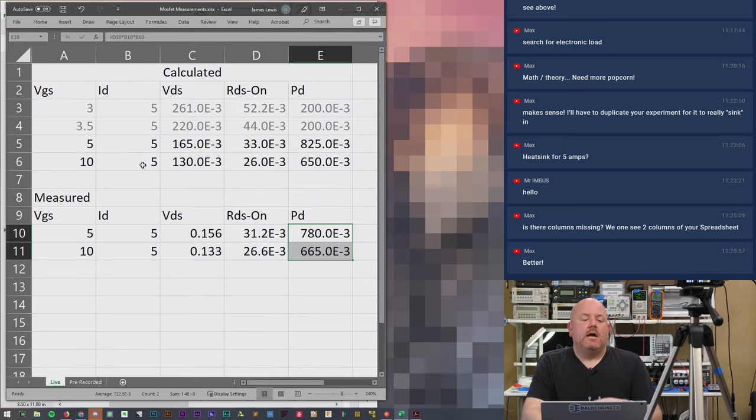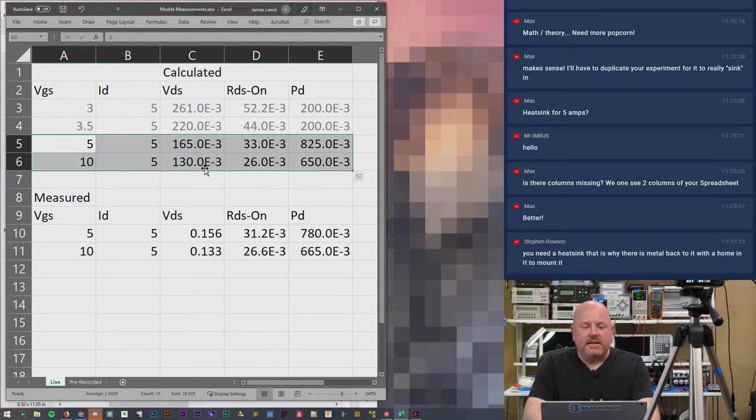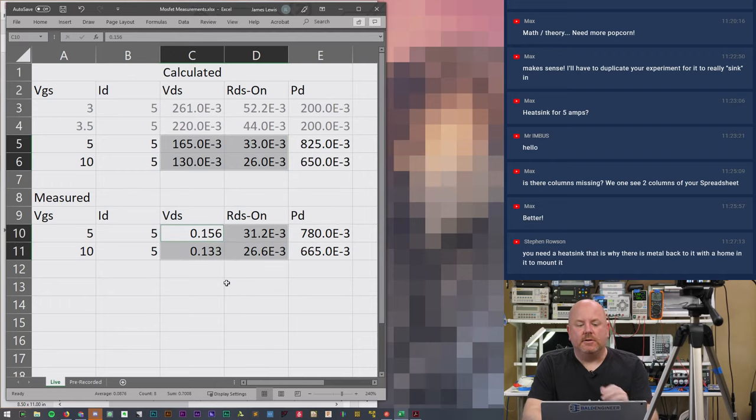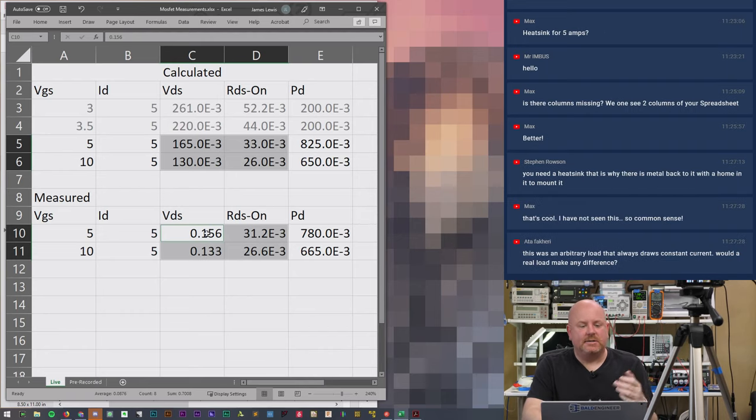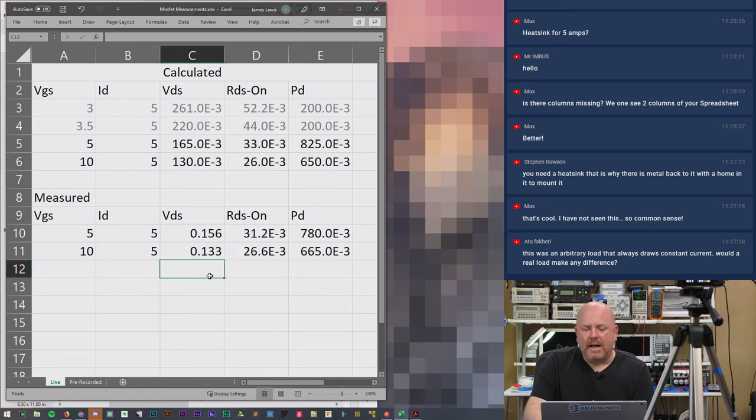Now, what I was trying to point out earlier is these are practically the same values that we got when we looked at the data sheet. The data sheet said at 5 volts VGS, it should have been 165 millivolts. We measured 156. So pretty close. But there is something that is bothering me, and I want to cover that next.